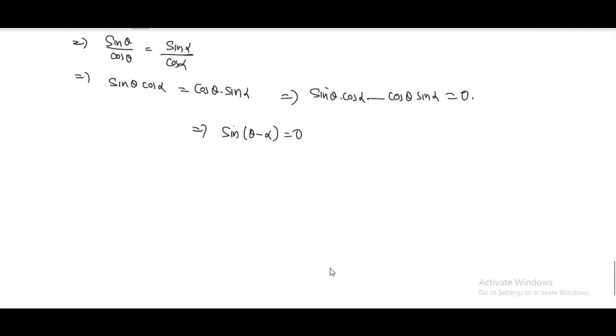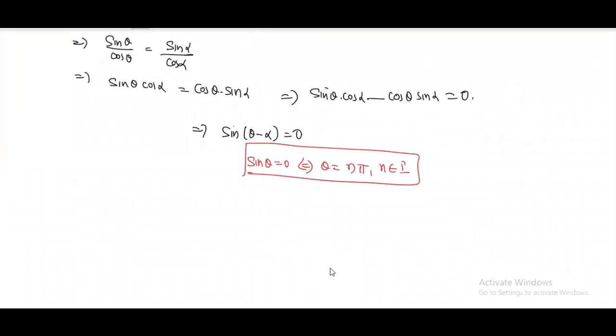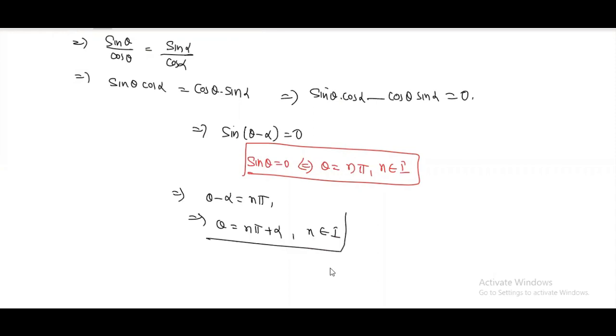So we know that the general solution when sin theta is equal to 0 is theta is equal to n pi, where n belongs to integers. So let's apply this here, we'll get theta minus alpha is equal to n pi. So from here theta is equal to n pi plus alpha, where n belongs to integers. So this is the general solution for tan theta is equal to tan alpha.